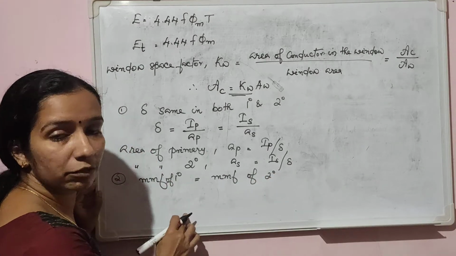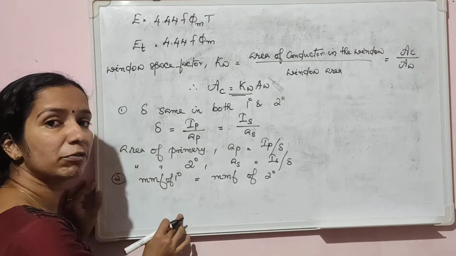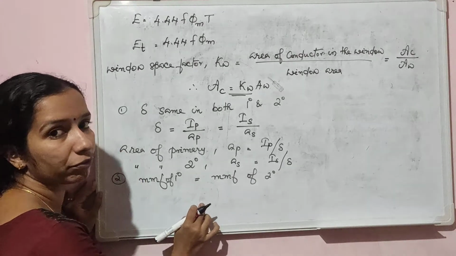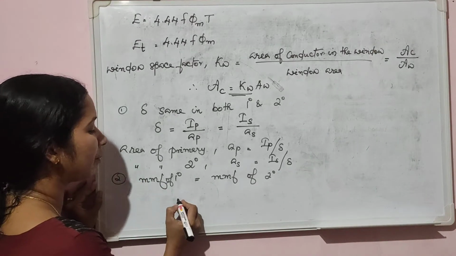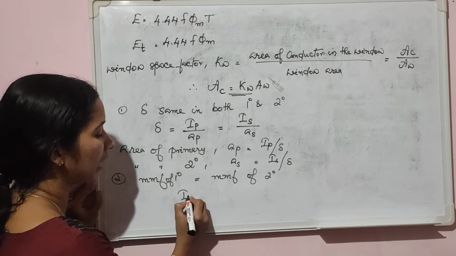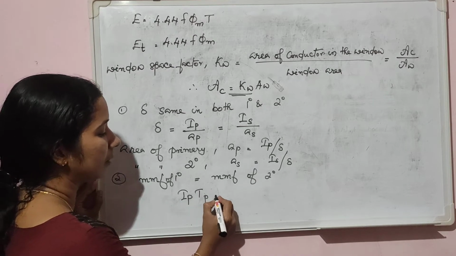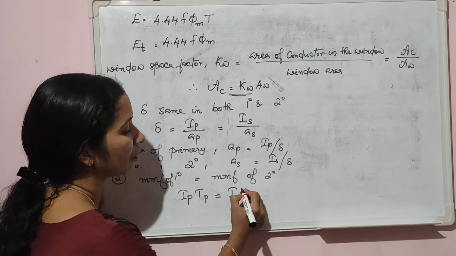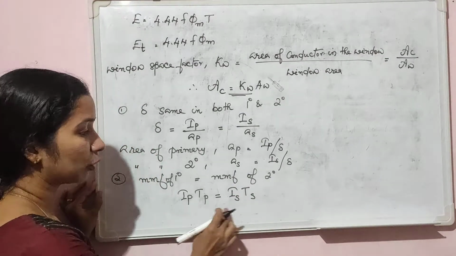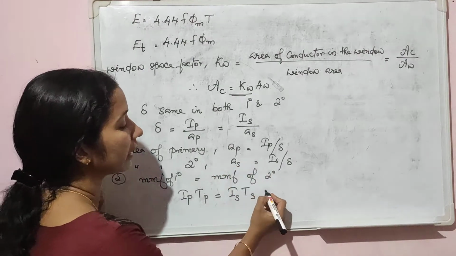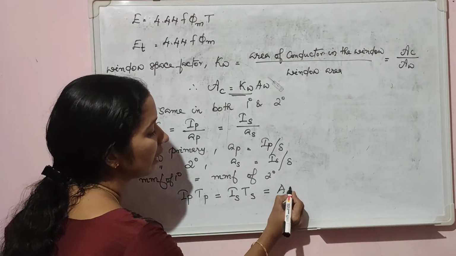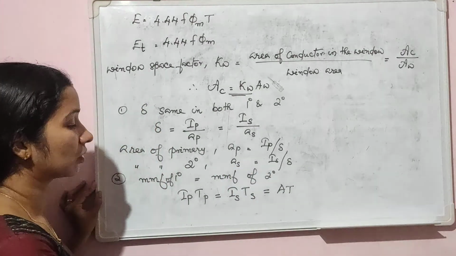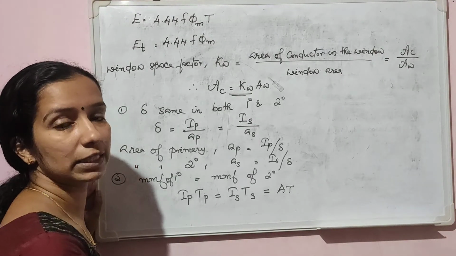So we know the equation for primary MMF. MMF is equal to current into number of turns. So in case of primary, MMF is equal to IP into TP, which is equal to secondary MMF, that is IS into number of turns TS. So both are same, and in general we can denote the MMF as ampere turns, AT. So same for both the windings.